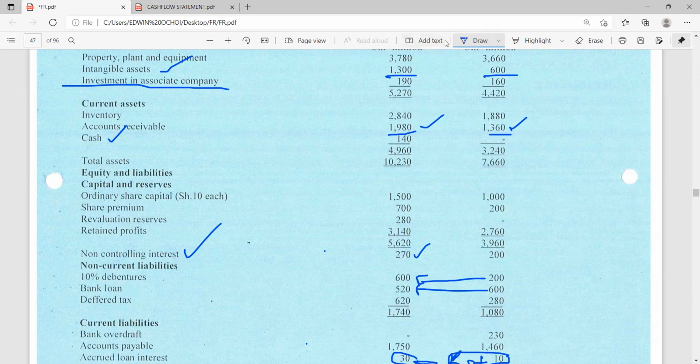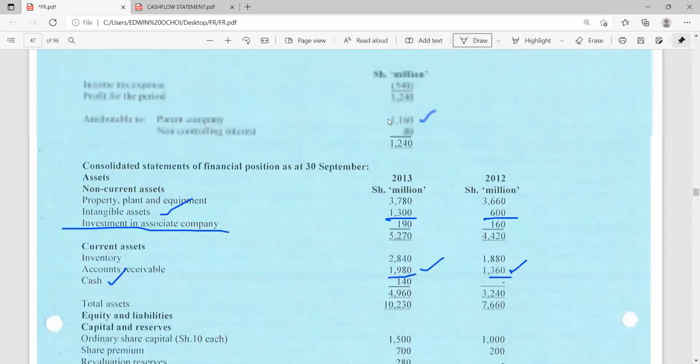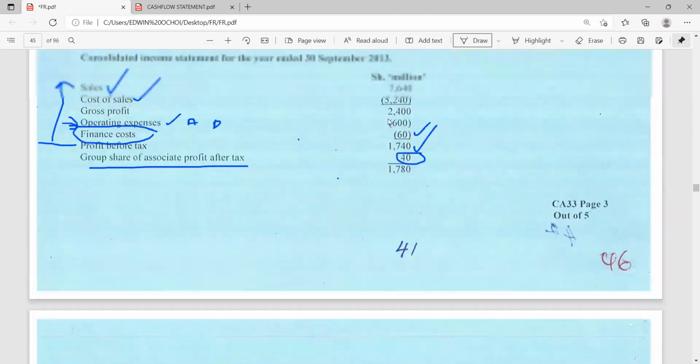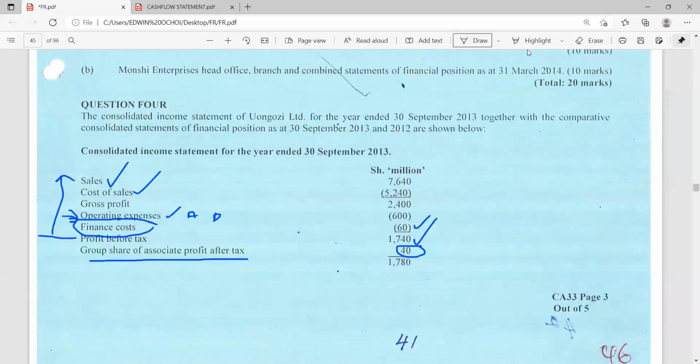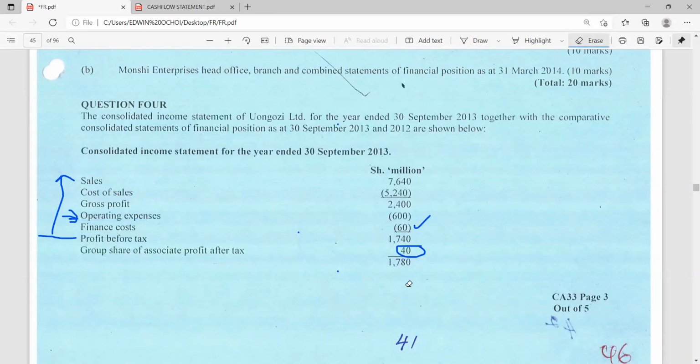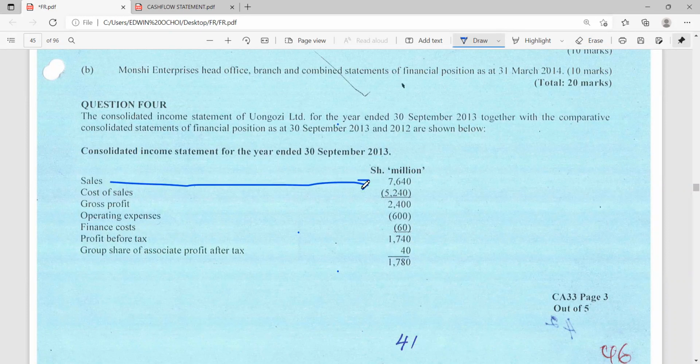So what can increase your debtors account? Sales, which we made. We assume that the sales was on credit. That is what can increase your debtors balances. So 7640, you debit.